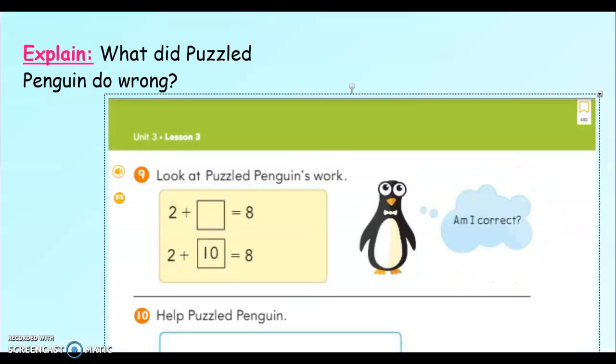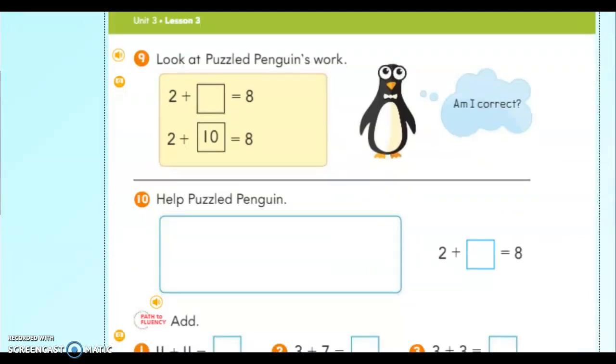Okay, let's flip it over to the back side. Number 9 says, look at Puzzle Penguin's work. Looks like he was trying to figure out 2 plus unknown equals 8. He decided that 2 plus 10 equals 8. What do you think he did here?